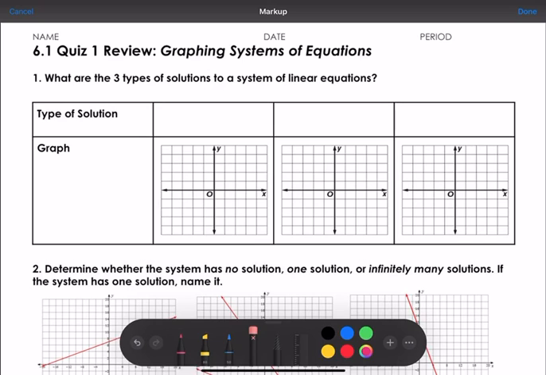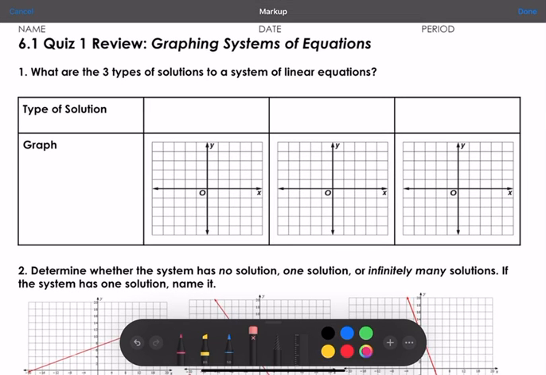They don't need to be in any particular order, but the first and most common type of solution would be a single point, or 1 point, and it would be the point like x comma y.